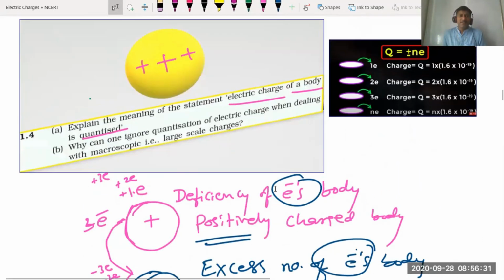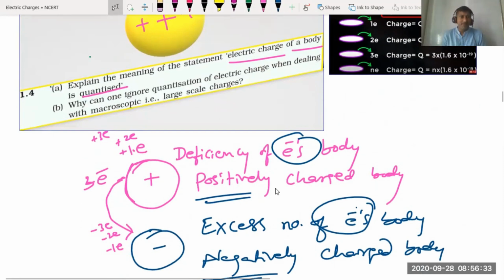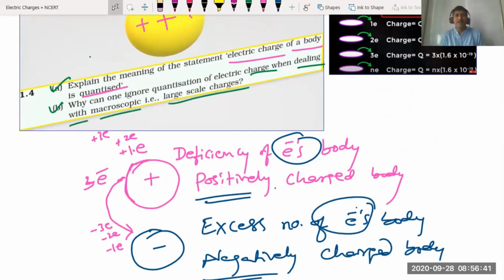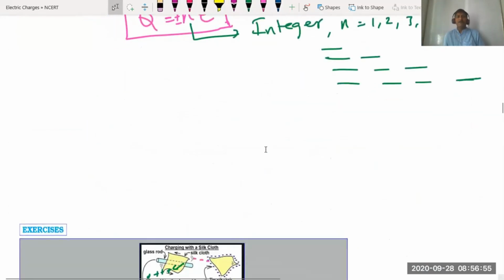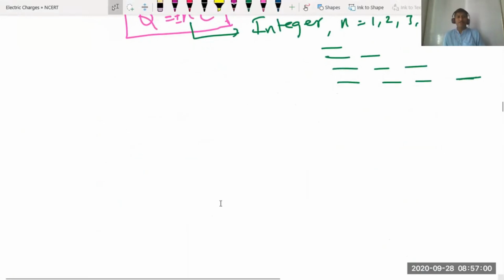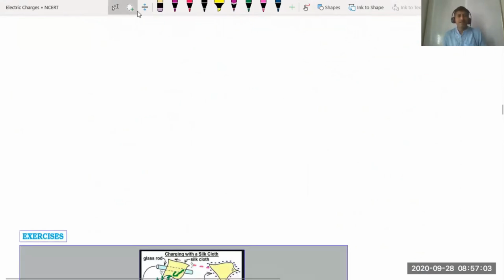Next, we have to answer part B. Now this is the explanation for A. Coming to B: why can one ignore quantization of electric charge when dealing with macroscopic or large-scale charges? Large-scale charges or macroscopic charges, both are the same. Why do we ignore it in such cases? What we are ignoring is the quantization of charge, in the case of macroscopic charges. Macroscopic means a big size, large-size charged bodies.